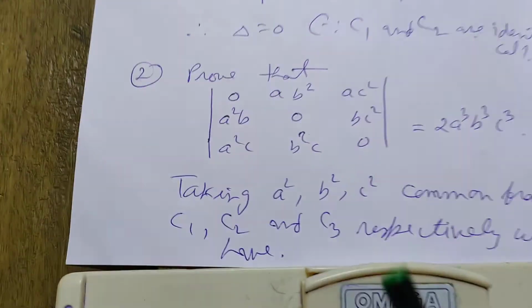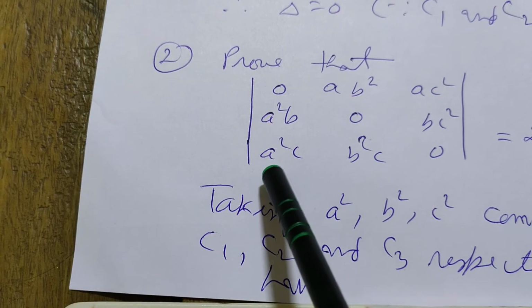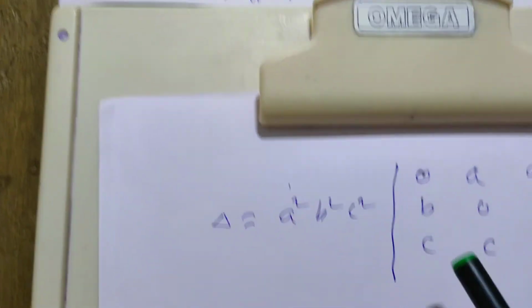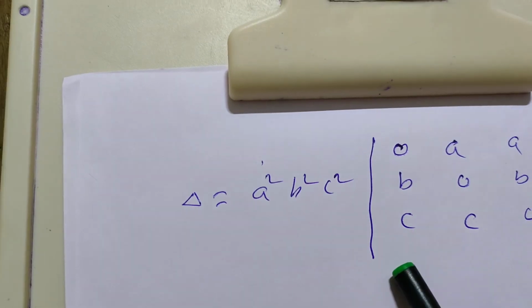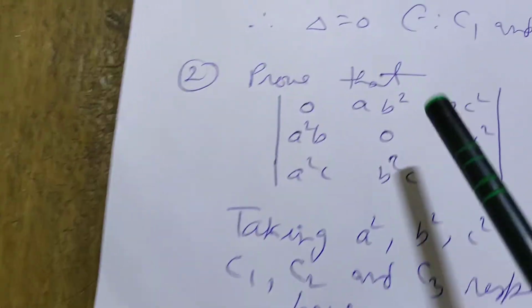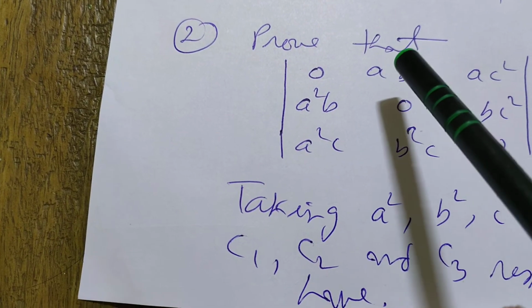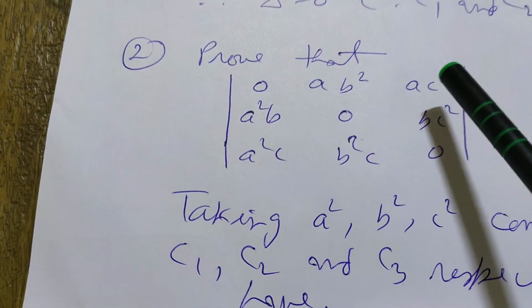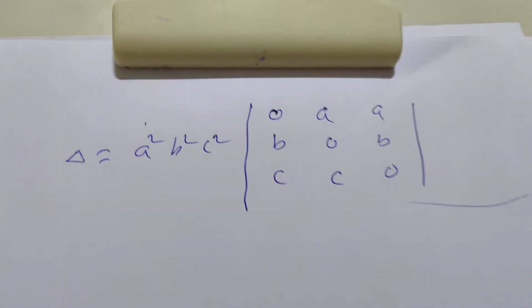You can see it here. From column 1 what we have taken is a square. What will remain will be 0, b and c. Similarly here we have taken out b square common, so what will remain is a, 0 and c. So we have got here a, 0 and c. Similarly in the third column what is common, c square, so remaining will be a, b and 0. So we have here a, b and 0.